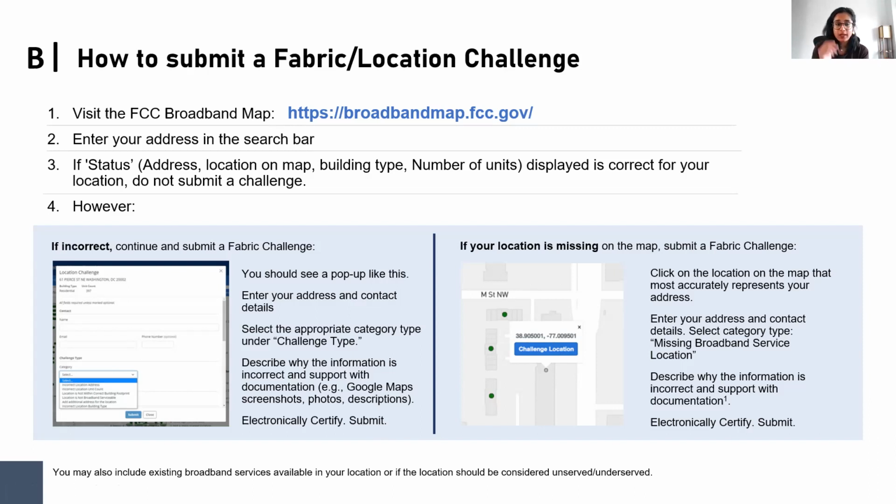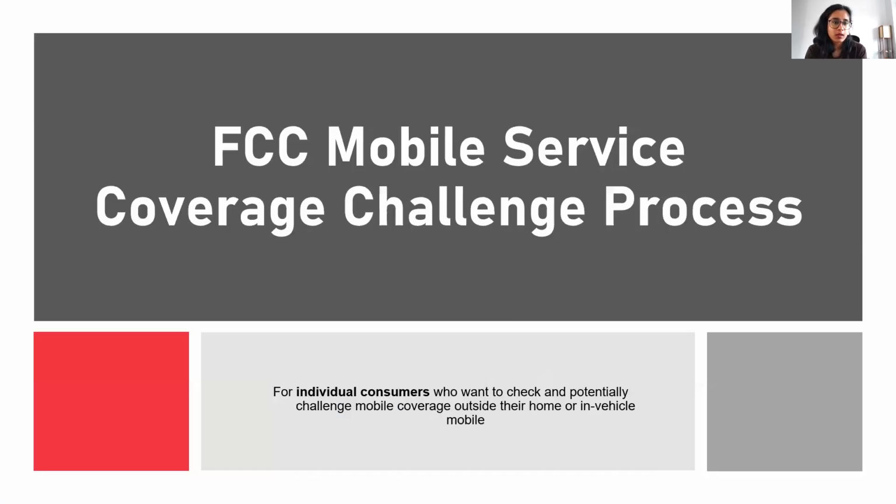Also, one suggestion that we make here is in the description, you may want to include information about the kind of internet access that you already have at this location, because the map does not have that information at this point. So submitting that beforehand might be good and might also help the FCC understand whether this would fall in the unserved or underserved category.